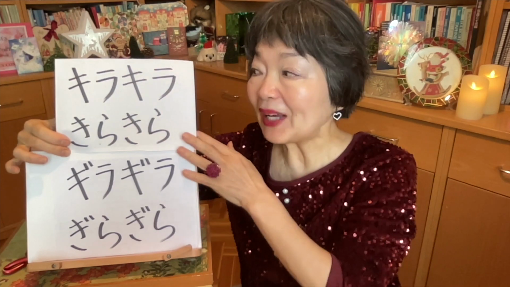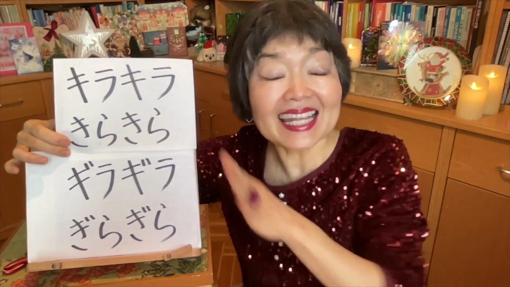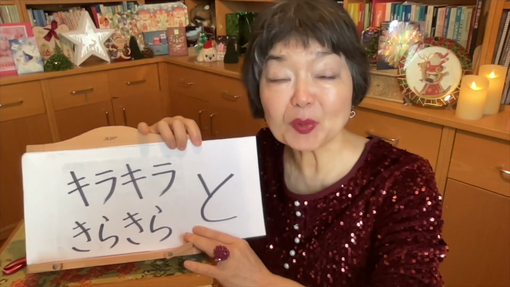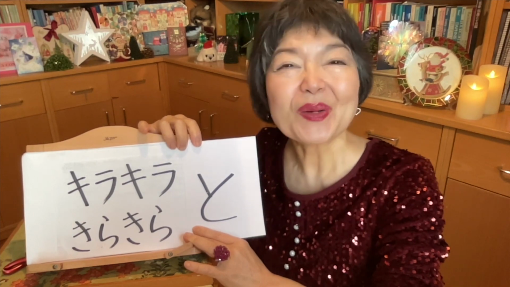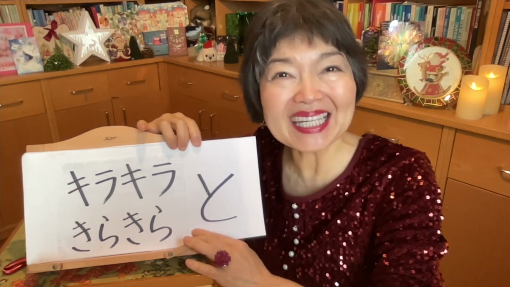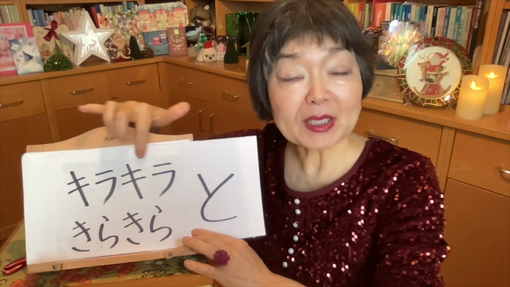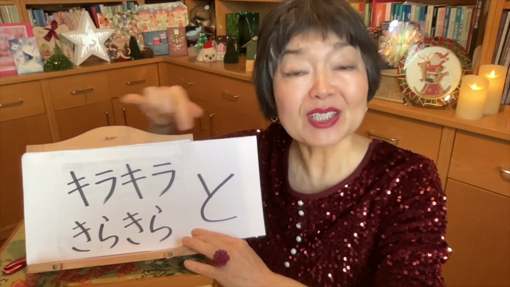But the difference is that if I polish something and then it is shining, that is a different onomatope, and I'm going to talk about it in the next video. But now, kirakira and giragira, they shine by themselves with their own light. How can we use onomatope in one sentence? In many occasions, we use onomatope, kirakira for example, with と.